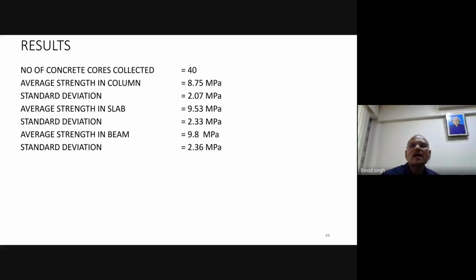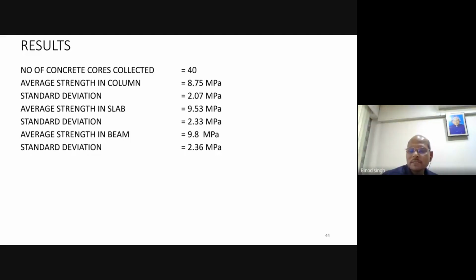So you can see how low it is for RCC work. With mild exposure condition in the table of IS 456, the minimum grade of concrete should be 20, but Delhi condition is not a mild exposure condition. It is moderate or severe. Somewhere it is severe, somewhere it is moderate. So minimum 25 grade concrete must be there. But what we are getting here, strength is not more than 9.8, and in columns it was 8.75.